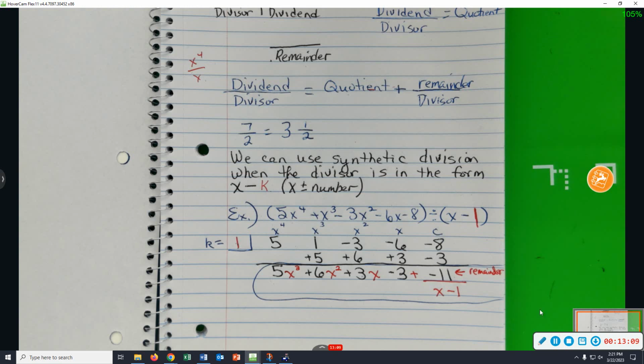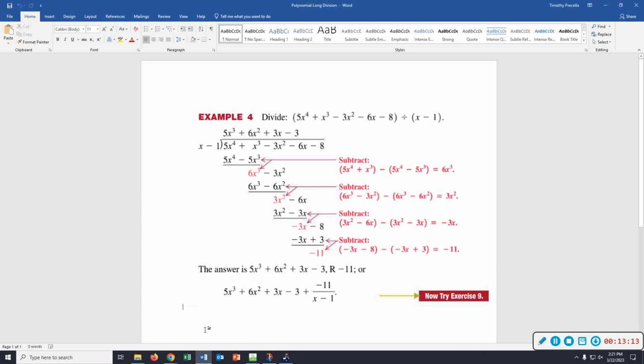Let's look back. Did we get the same thing with a lot less work? 5x cubed plus 6x squared plus 3x minus 3. I think we got exactly the same thing without all of this variable manipulation here. Am I correct? And notice there was no variable manipulation throughout this process, so that's what makes it nice.